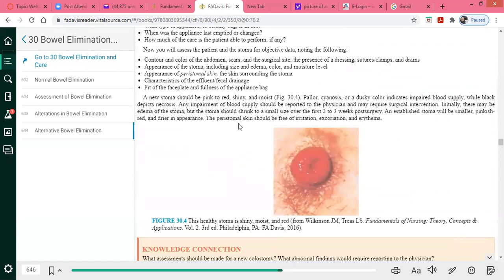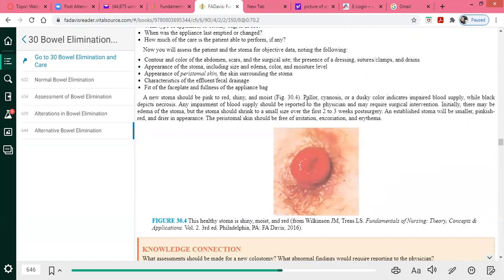And it talks about assessing the stoma. When you are assessing a stoma, what are you looking for? A new stoma should be pink to red, shiny, and moist. Just like this one, pink, red, shiny, and moist.